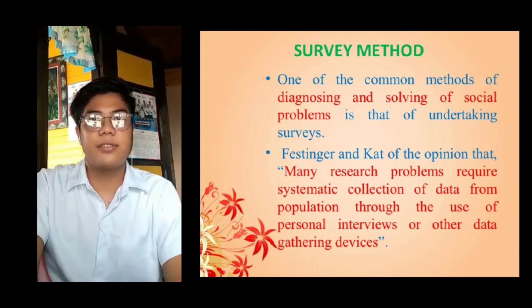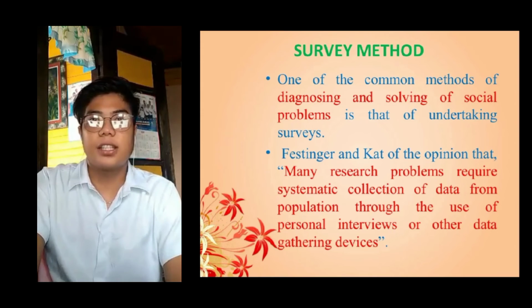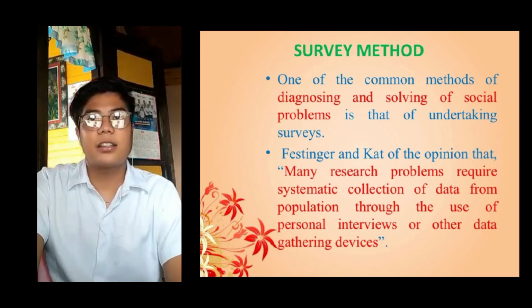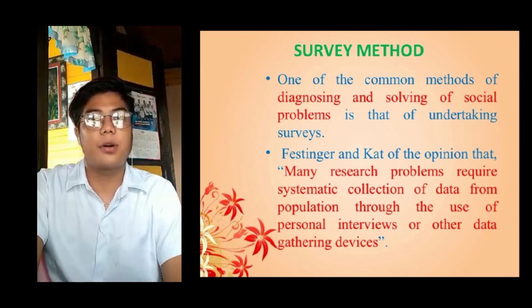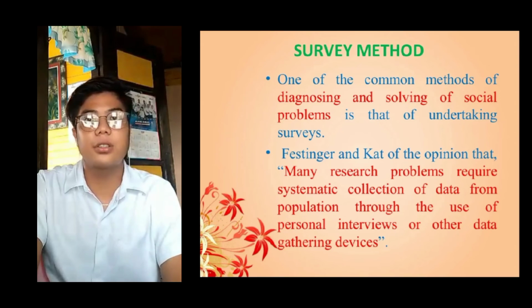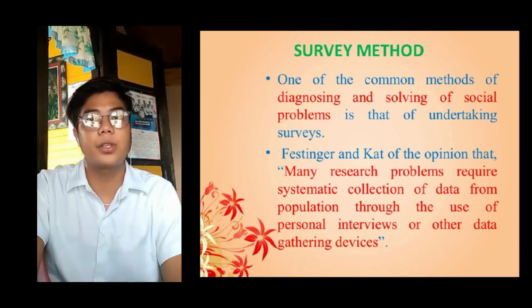Next one is we have the survey method. Under this, one of the common methods of diagnosing and solving social problems is that of undertaking surveys. Next one, Festinger and Katz are of the opinion that many research problems require systematic collection of data from population through the use of personal interviews or other data gathering devices.